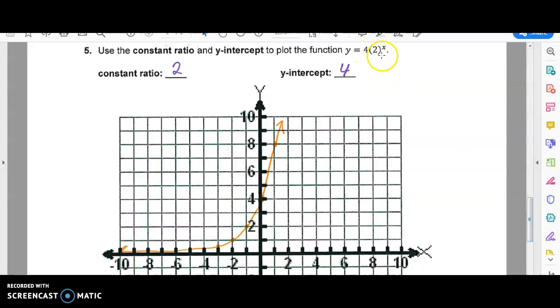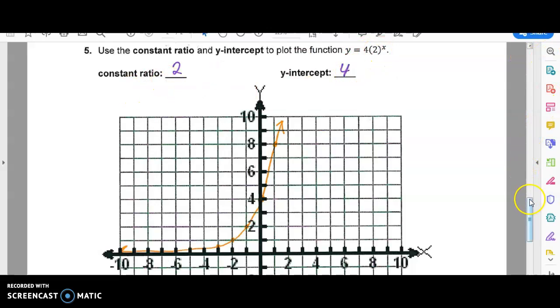equals 4 times 2 to the x. So what they mean by constant ratio is the base. So the base is 2, and the y-intercept is this value here in front of the 2. So that'll always hold true. So this value here is 4. That'll be your y-intercept. The ratio is 2.